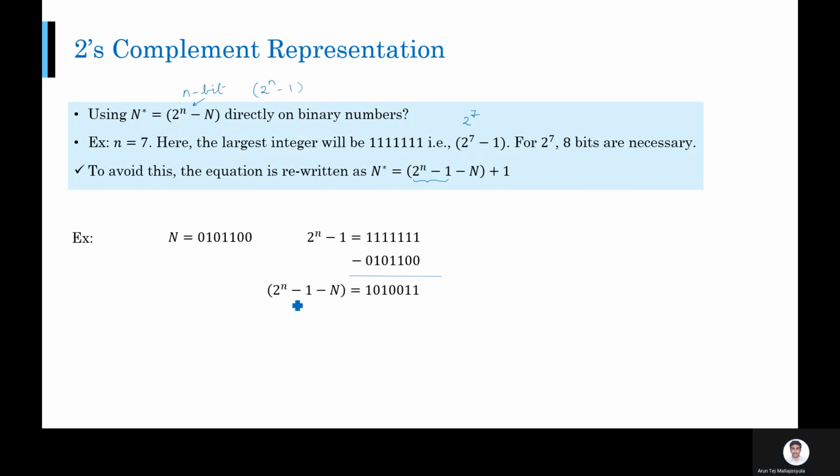So this is my 2 to the power of n minus 1 minus n, which is nothing but your 1's complement, right? Just complement each of these bits. Okay, plus 1. That is what you want to do, right? You want to take your 2's complement. So you take this and then add 1. Then you will get your 2's complement here, n. Okay, 1 1 0 0 1 1 plus 1, 1 0 1 0 1.